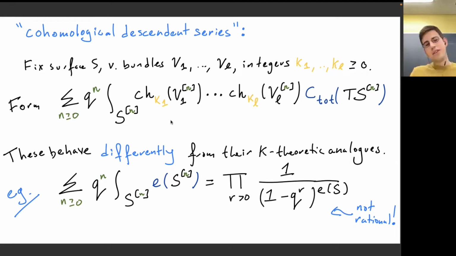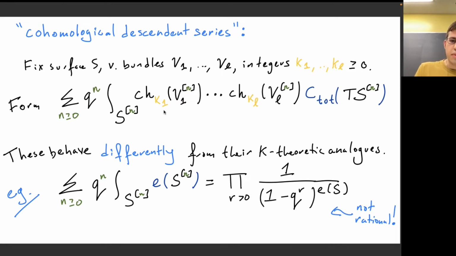Okay, well, there are other ways to extract information from bundles on varieties. Instead of looking at Euler characteristic, I can look at integrals of characteristic classes. You can consider a cohomological analog of the same problem, and these are called cohomological descendant series. To do that, one starts with the same data: a surface, vector bundles, and some integers. And the natural replacement for the exterior power is some kind of Chern character. One can take the corresponding degreed component of the Chern character, and take, instead of a tensor product, just a product in cohomology.